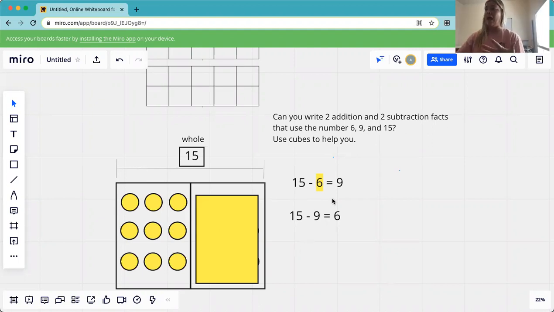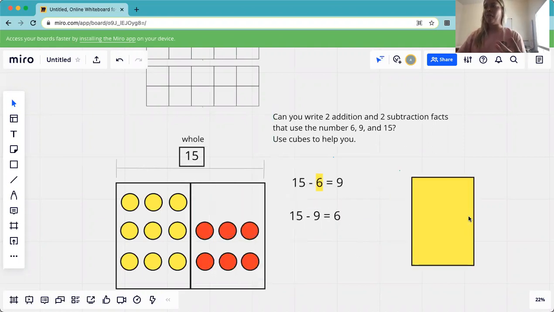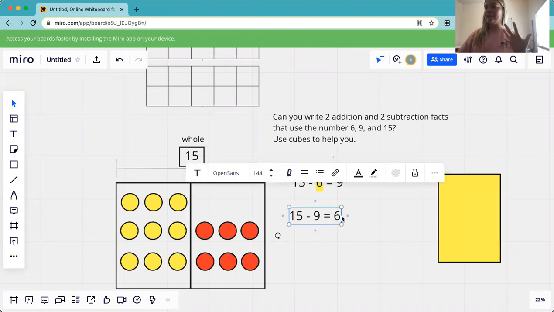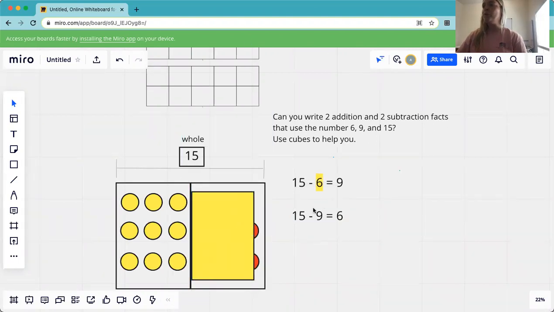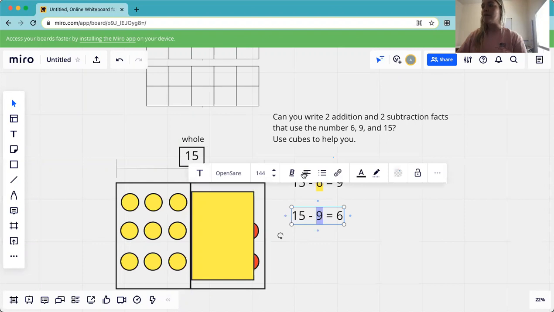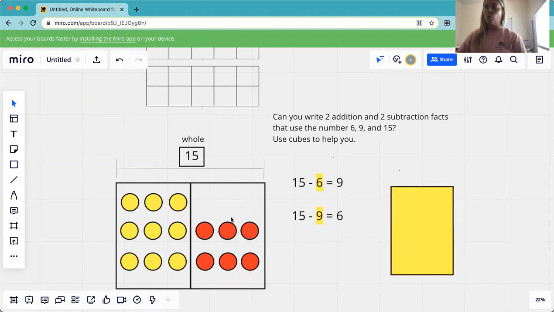And now if I did not have this 6 here, I'd figure out what am I missing? So 15 minus 9, I figure out that my missing part is my 6. So we knew what my whole was, which was 15. We knew what one of my parts was, which is the 9. So we're trying to figure out what our other missing part was, which was our 6.